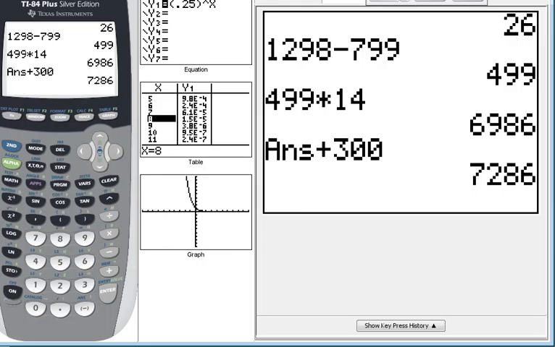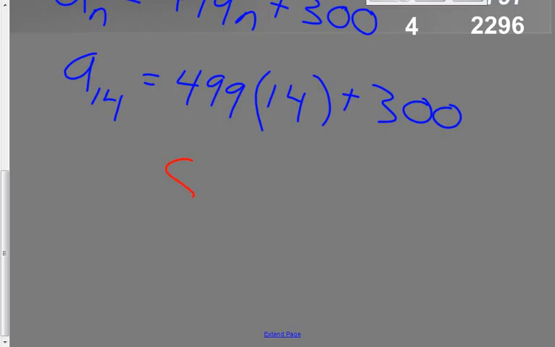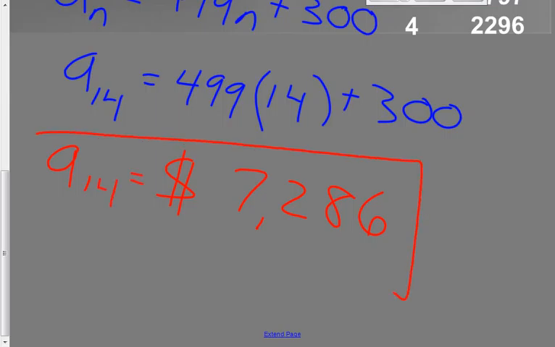Woo! $72.86. That's how much it costs to rent that Viper for 2 weeks. Man. Okay? Little steep. Maybe some of you guys have that kind of pocket cash.